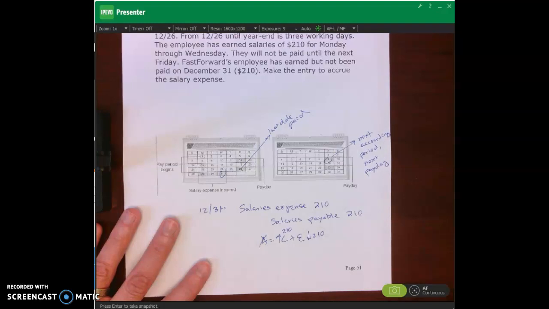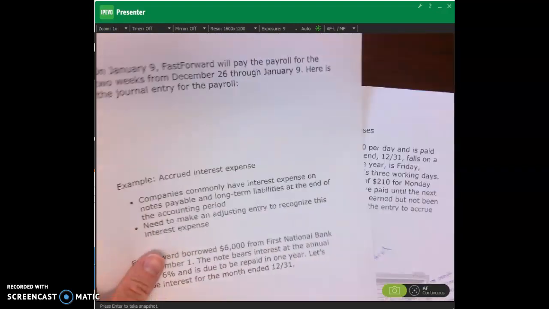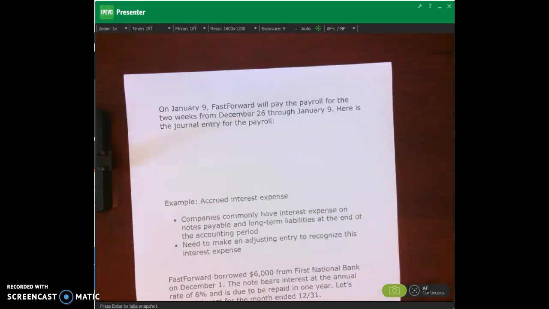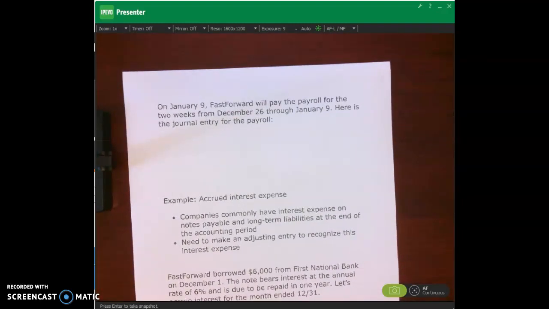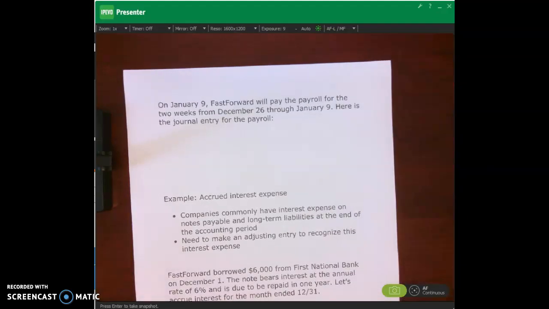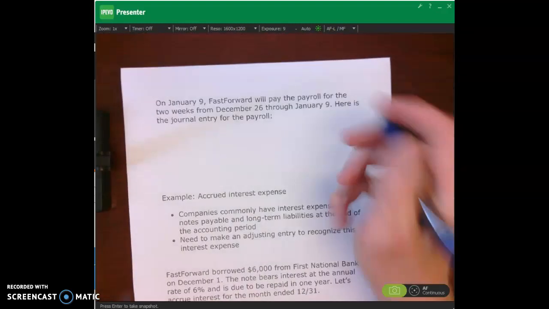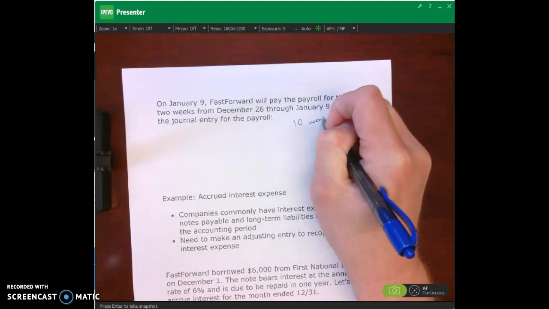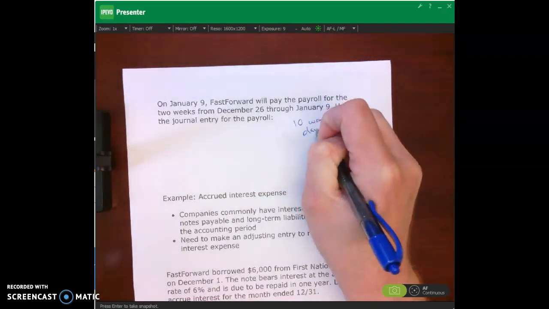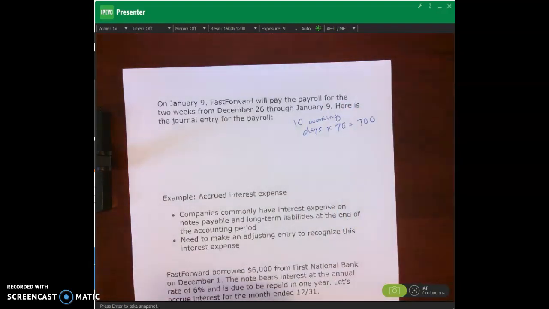Now, in the next accounting period, the next year, on January 9th, we have to pay our employee. That's 2 weeks worth. So it's going to be $70 a day, and there are 5 working days in each week, which means 10 working days times $70 a day gives us $700. So we have to pay them $700.